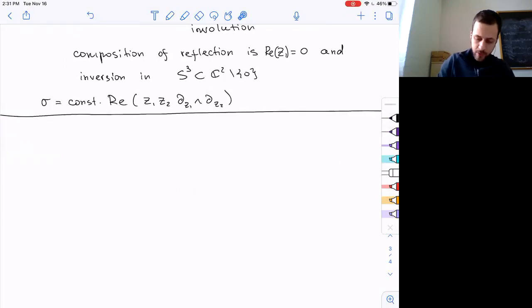All right, so now I want to discuss the generalized Kähler class. And to this end, I will need to present the Hamiltonian flow construction.